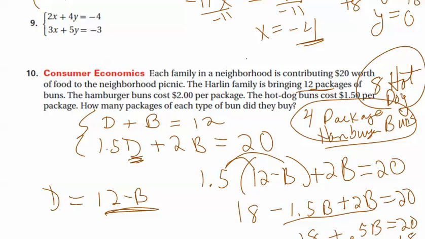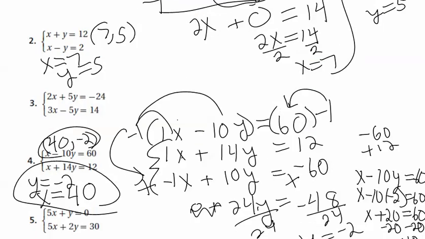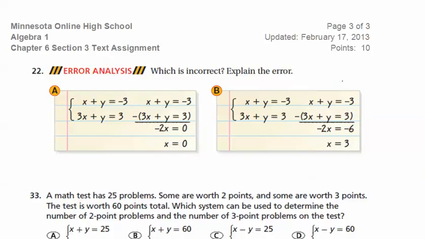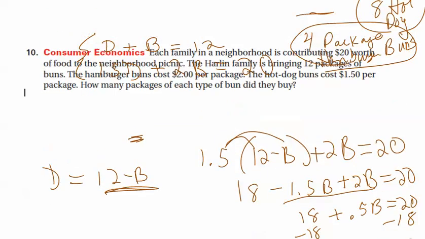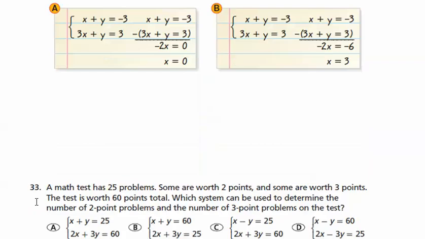Okay, I don't remember which other ones we were supposed to do, probably the last ones. 22 and 33 is all that's left. 22, which is incorrect. Explain the error. You know, I find these easier to do if you just work the problem out sometimes, like in this case. So if we have x plus y equals -3 and 3x plus y equals 3, they're almost set up for substitution. I mean elimination, sorry. Let me rewrite those.